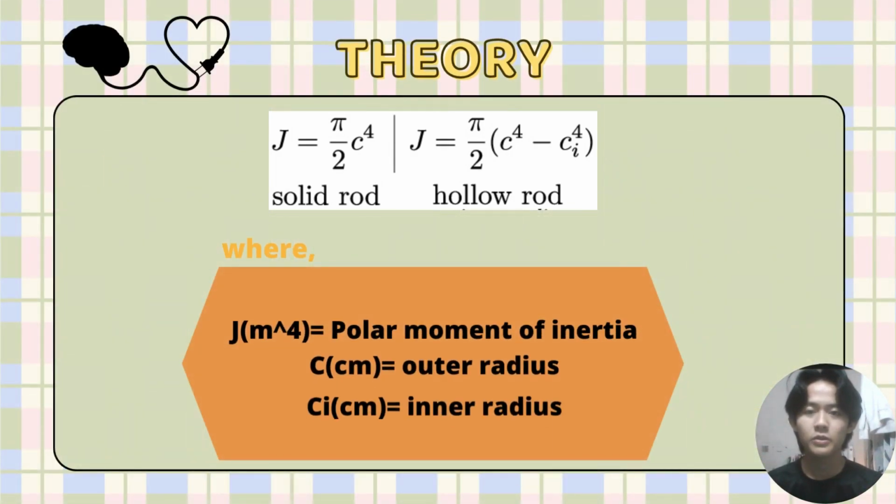Moving deeper into the next theory, which is for solid rod. J is equal to pi over 2 times C to the power of 4. For the hollow rod, J is equal to pi over 2 in brackets of C to the power of 4 minus Ci to the power of 4, where J is the polar moment of inertia, C is the outer radius, and Ci is the inner radius.